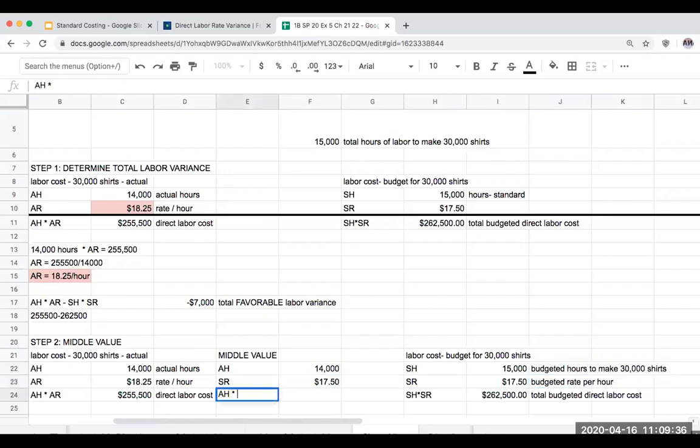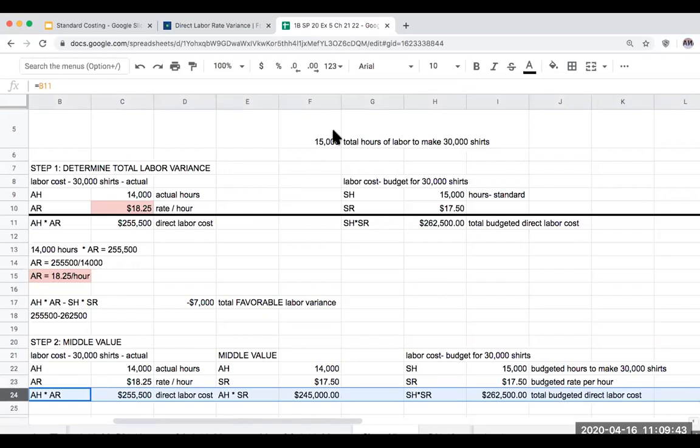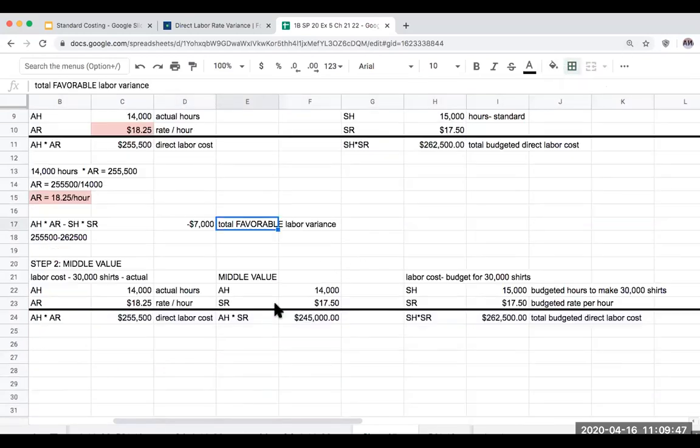So right here, my middle value is going to be $245,000, or the actual hours times the standard rate. So this is my step two. My step three, when I'm going to be in step four, is I'm going to be using this middle value to further isolate and see where these differences are coming from.